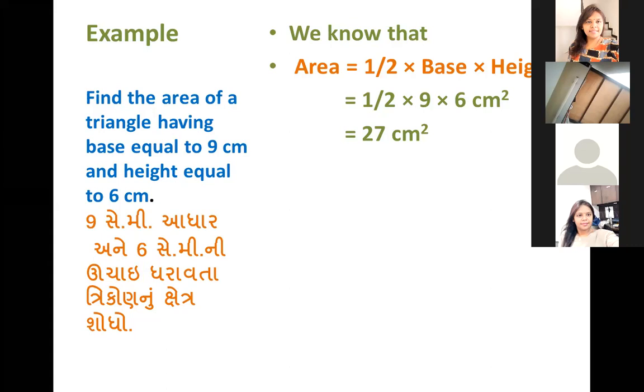The unit of the area is always any quantity square. If they ask you the unit of area, take special care: it is the square of any quantity. So first triangle, first formula, area is equal to 1/2 base multiplied by height.